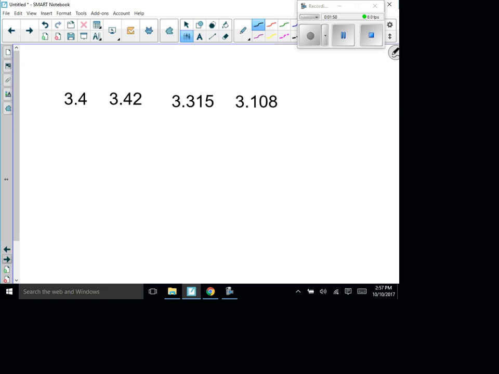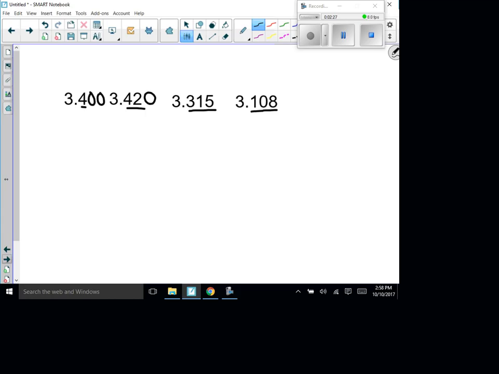Next, I'm going to put it from least to greatest, and I'm also going to have to make them look the same. You notice that this one has 3 decimal places, this one has 3, this one has 2, and this one has 1. So I'm going to add zeros to the other ones to make them look like they have numbers into the thousandths place. Now this doesn't change the number. So 3.4 is the same thing as 3.400, and 3.42 is the same thing as 3.420.